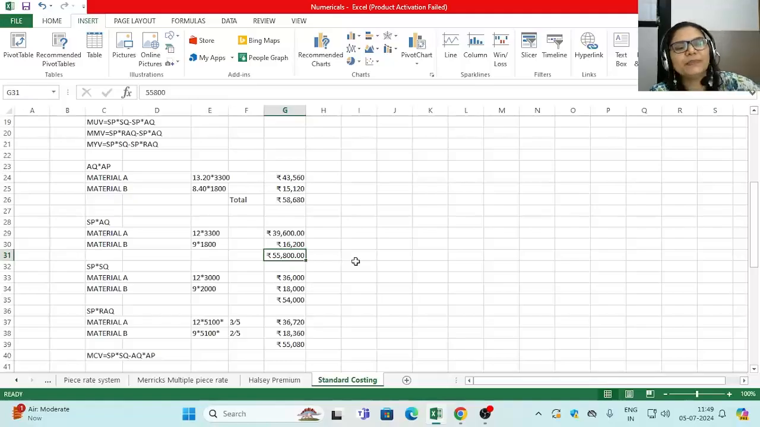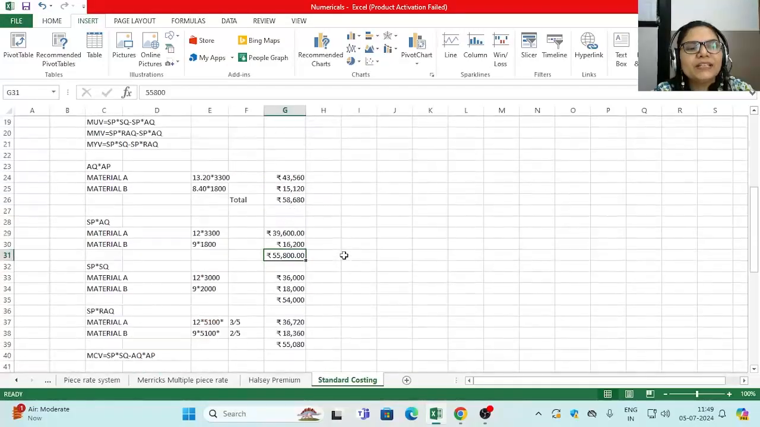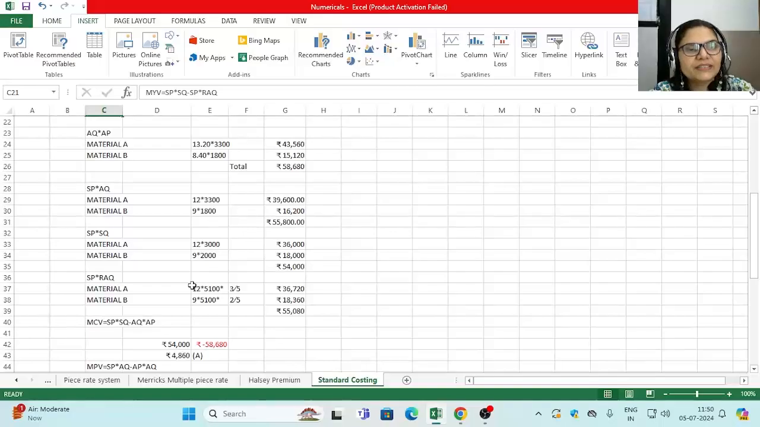Next is SP into SQ. SP into SQ will be utilized in material cost variance, in material usage variance, and in material yield variance. So material A is 12 into 3000.